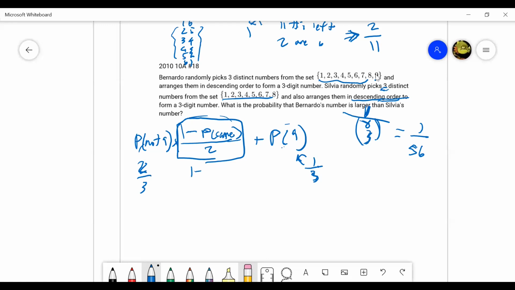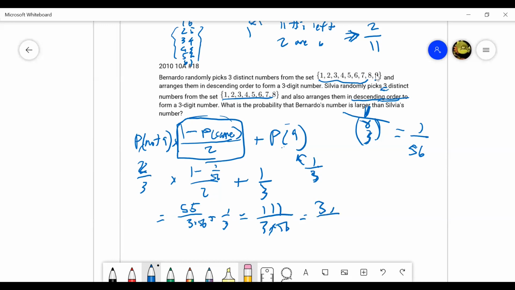So then you can just write it like this. This is 55 over 56 times 1/2, times 2/3, plus 1/3. And this is 55 plus 56, 111, all over 3 times 56, or 37 over 56. All right, that's a 7, not a 3.